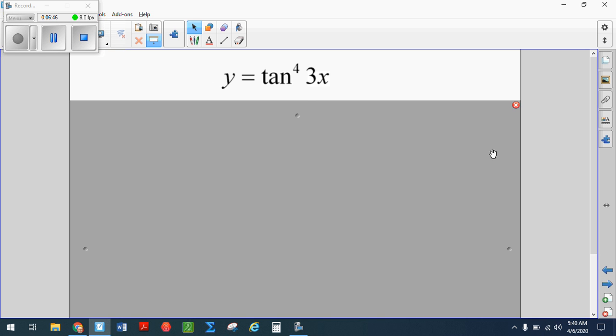All right, tangent to the fourth of 3x. This is my Inception problem. Many of you may not have seen the movie Inception with Leonardo DiCaprio. It's rated R, so you shouldn't see it until you're older, definitely.